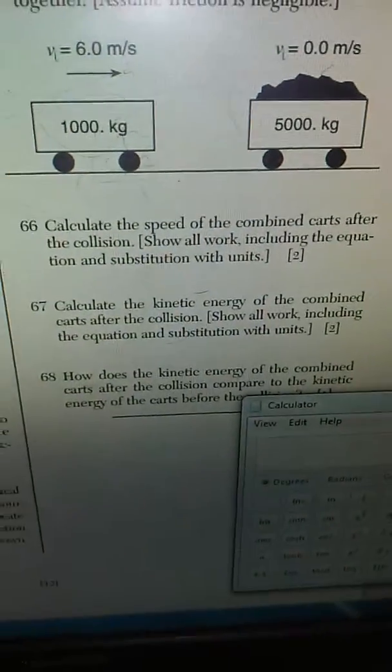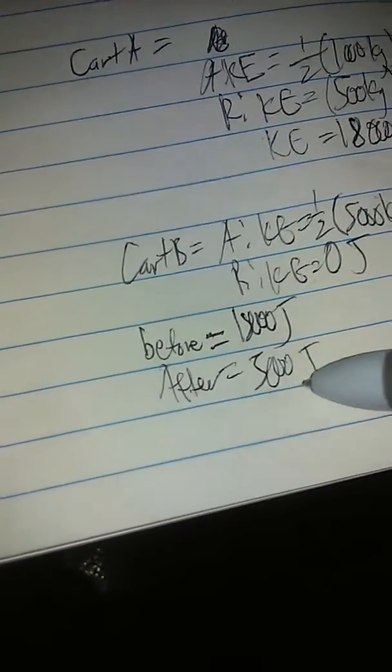Now after. Did we do after? Yeah, after was 67. We did the kinetic energy for after they collide: 3,000 joules. So after they collide, there's more kinetic energy than before. So that's the answer. After collision, more kinetic energy. Alright, so now let's see the answers.